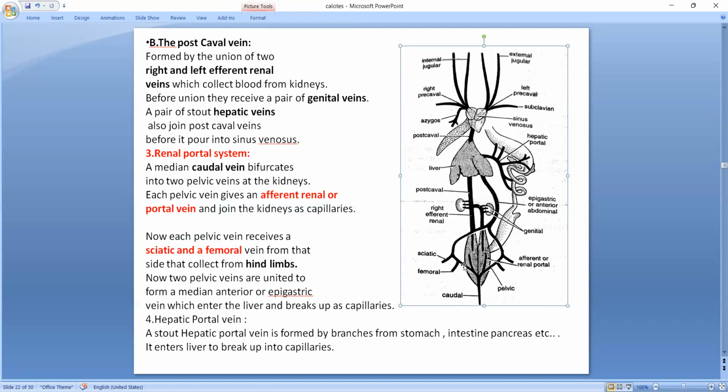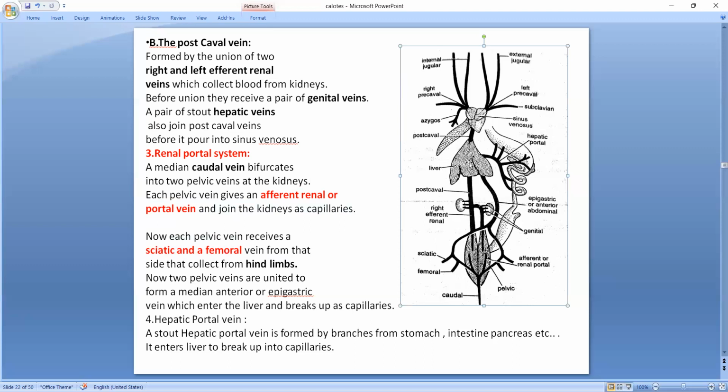Okay, so after that, both the pelvic veins move forward and are united to form an epigastric vein or anterior abdominal vein. This anterior abdominal vein ultimately ends as blood capillaries in the liver.